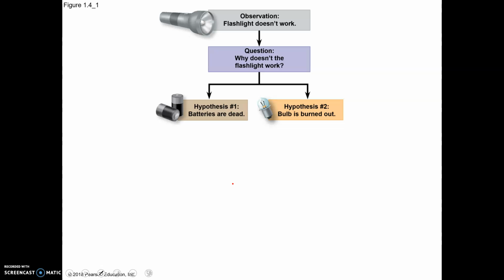An observation, the flashlight doesn't work. Question that we have, why doesn't the flashlight work? Well, we might come up with multiple hypotheses. Here's two sample ones. Maybe it doesn't work because the batteries are dead. Or maybe it doesn't work because the bulb is burned out. Two possible reasons why the flashlight doesn't work.